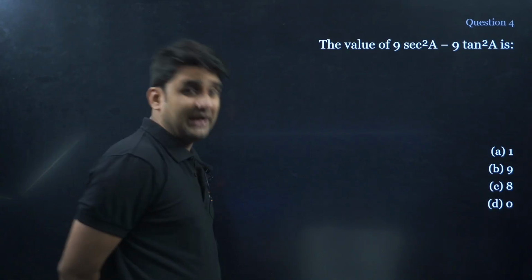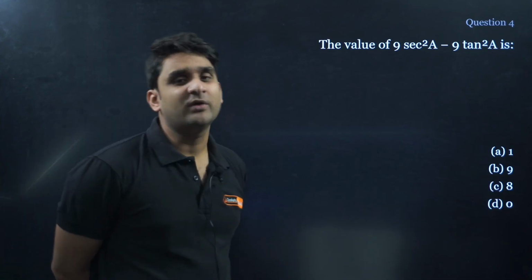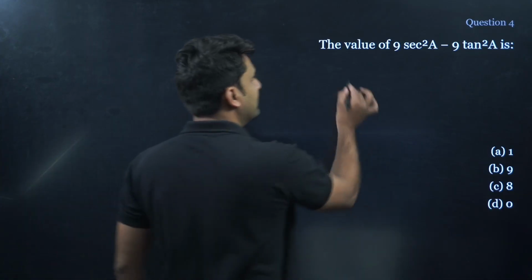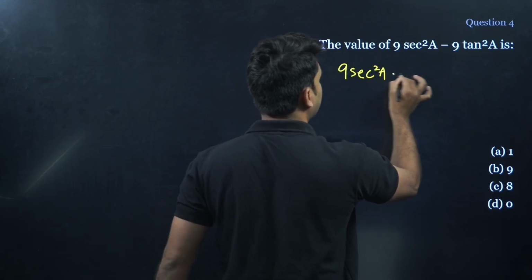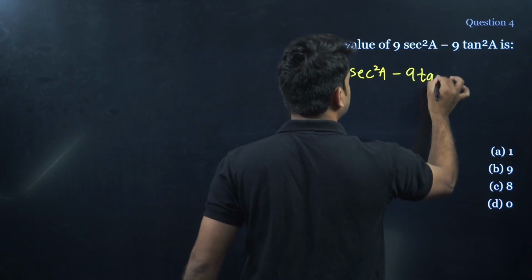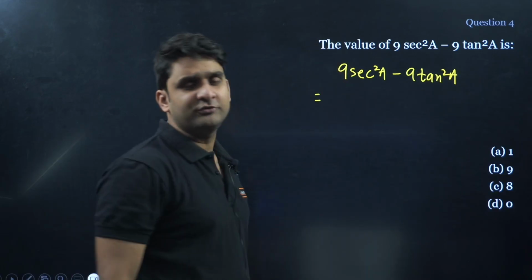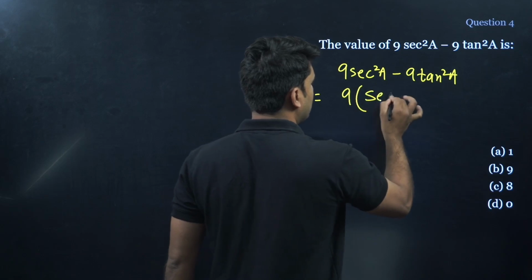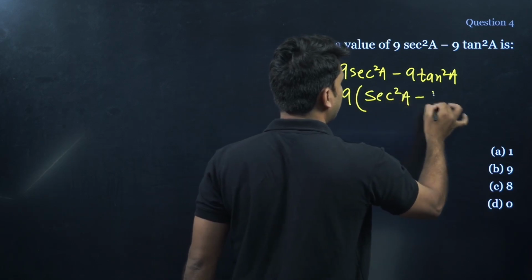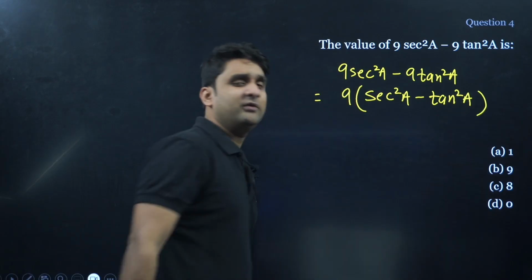Next, what will be the value of 9 sec square A minus 9 tan square A? Okay, so this is 9 sec square A minus 9 tan square A. Guys, 9 is present in both terms, so can we take 9 as common? So this will be sec square A minus tan square A. Any problem to anyone?